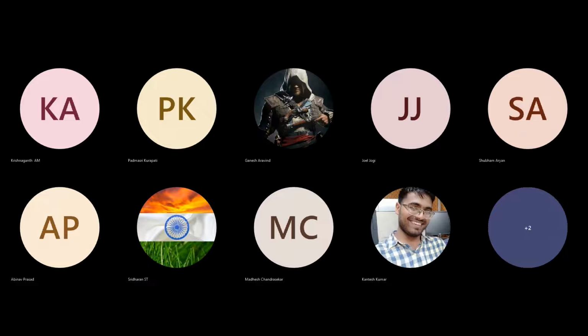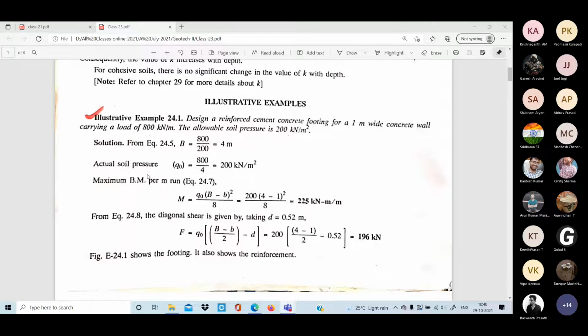Carrying a load of 800 kilonewton per meter. The allowable soil pressure is given as 200 kilonewton per meter square. So here the allowable soil pressure is given. The wall is given, which means this footing is running along the wall. For a 1 meter width of wall, this footing carries a load of 800 kilonewton per meter.